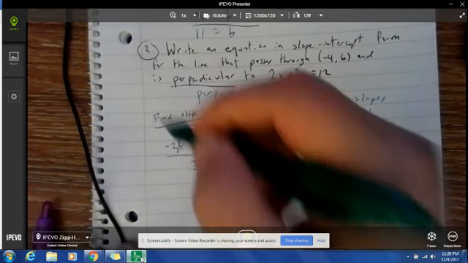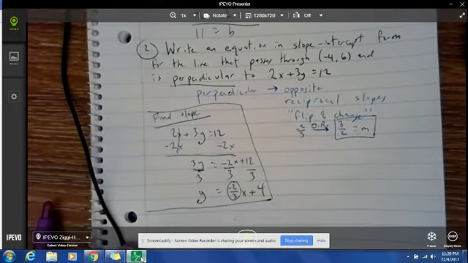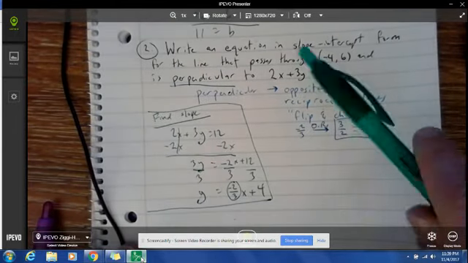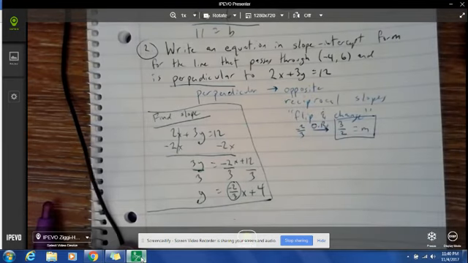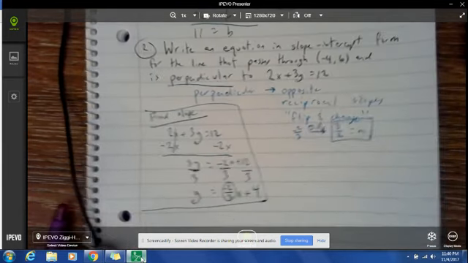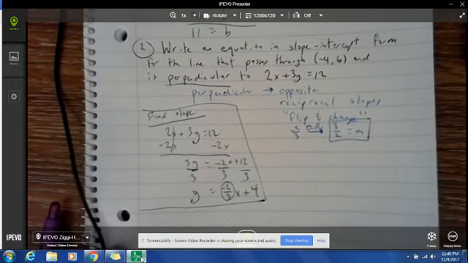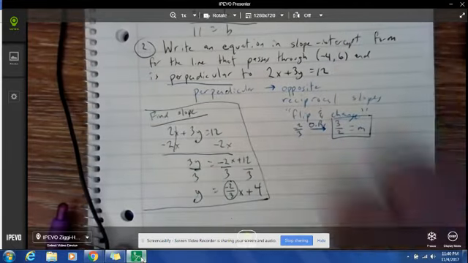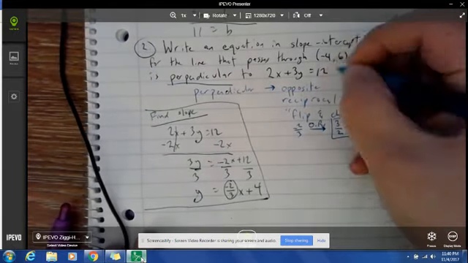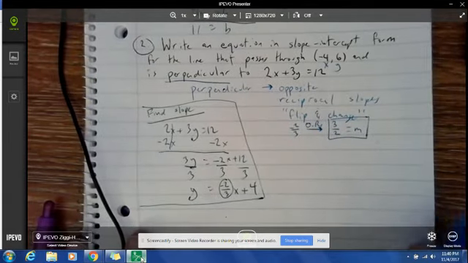So this step was to figure out what the slope of this line is, so that we can then get the opposite reciprocal, so we know what the slope of the line that we are looking for is. That was a lot to say. Okay, so now we know we're looking for a line with a slope of 3/2 that goes through (-4, 6). So there's our x and y. There's our m, and now it's just time to roll.